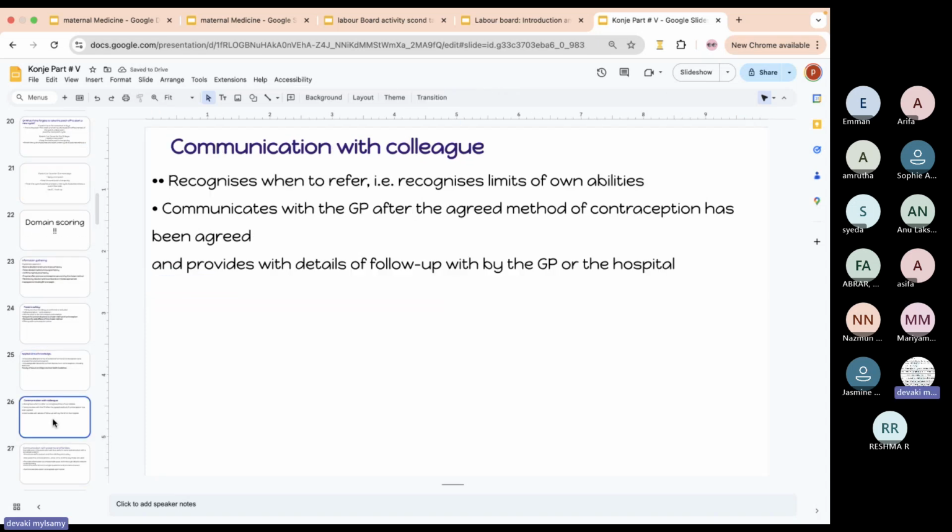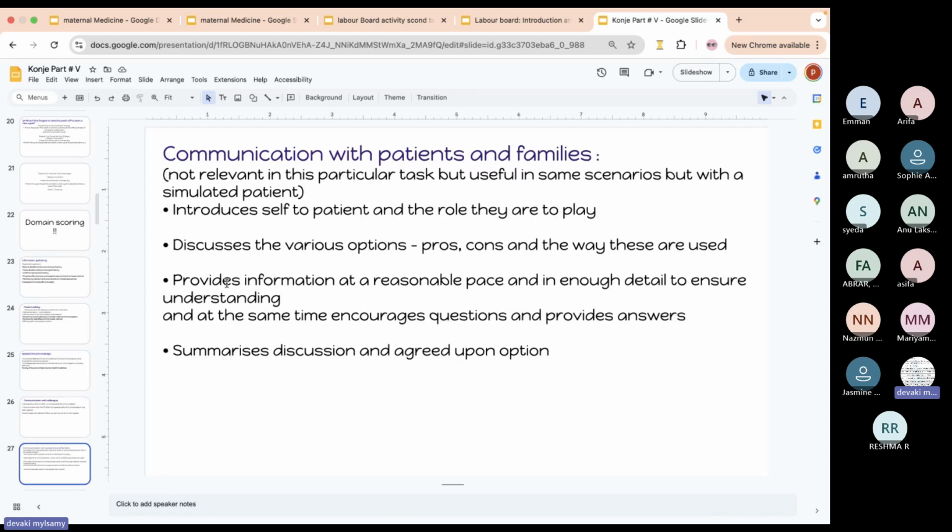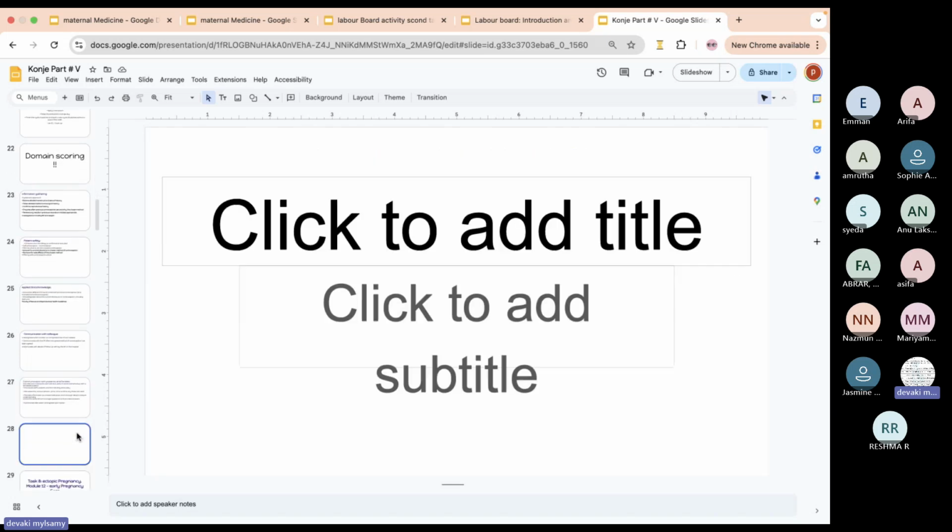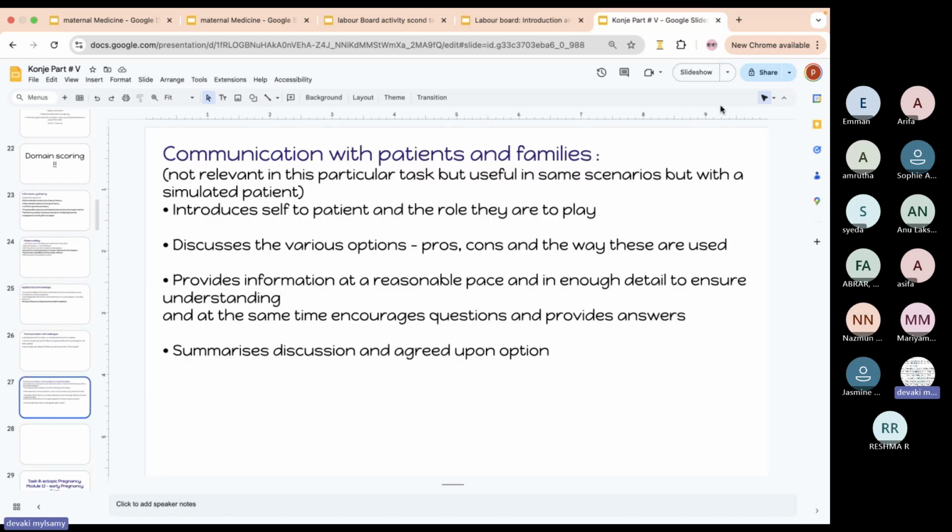Communication with colleagues, less likely this will be tested, but communication with GP, and contraceptive clinic whenever possible, or SRH clinic. Communication with patient: introduce self to the patient, explain your role, discuss various options, its pros and cons, provide information at a reasonable pace, enough detail to ensure understanding, and at the same time, encourage questions and provide answers. Summarize the discussion and the agreed plan. Okay, so this is all about the patch.